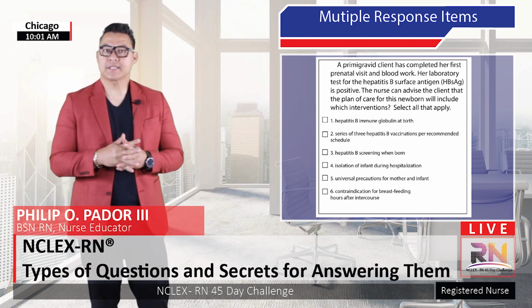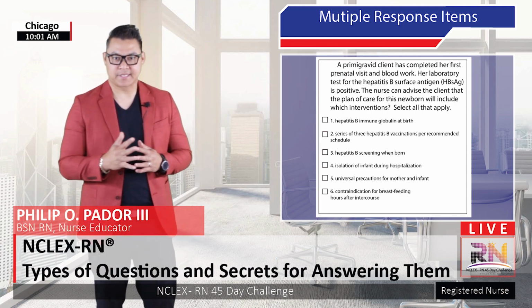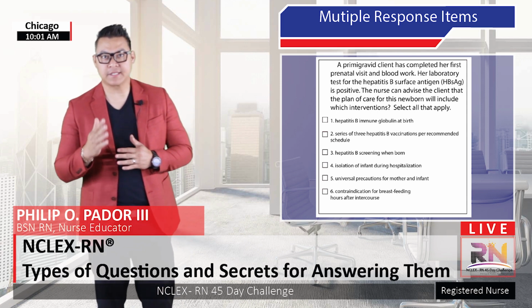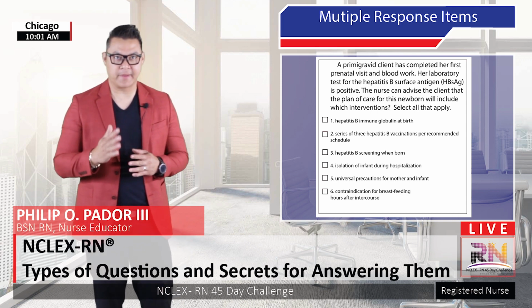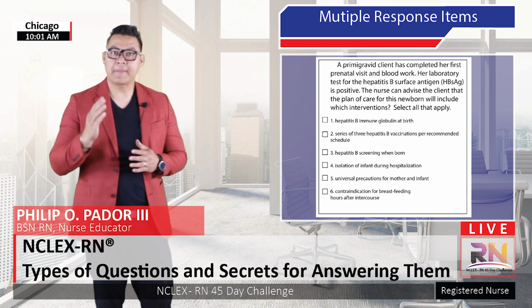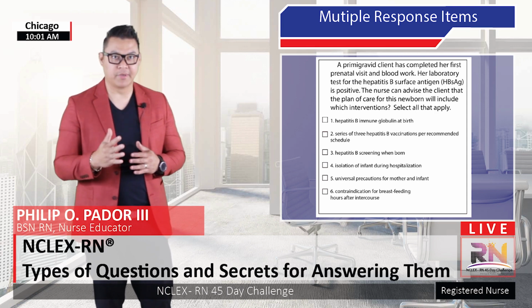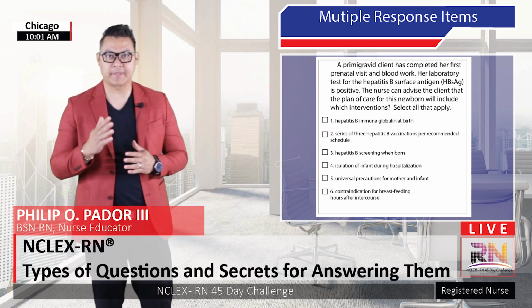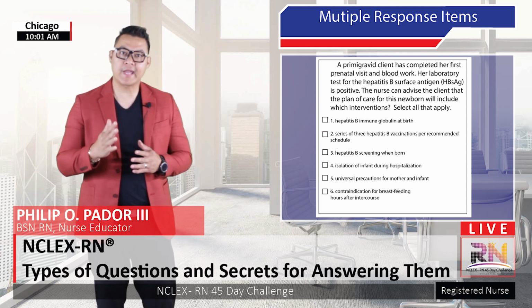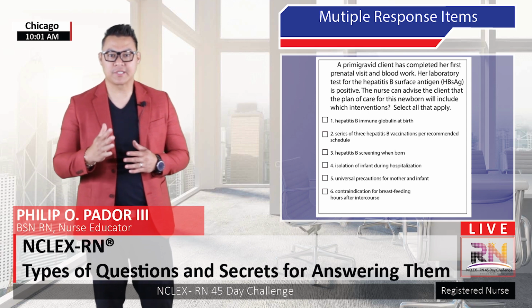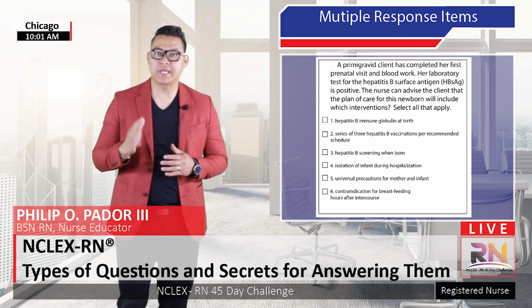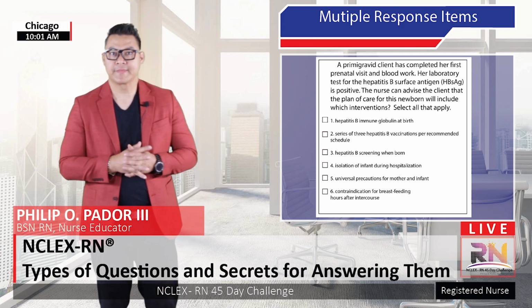Number 1, hepatitis B immune globulin at birth. Number 2, a series of 3 hepatitis B vaccinations as recommended. Number 3, hepatitis B screening when born. Number 4, isolation of the infant during hospitalization. Number 5, universal precautions for mother and infant. And number 6, contraindication for breastfeeding.